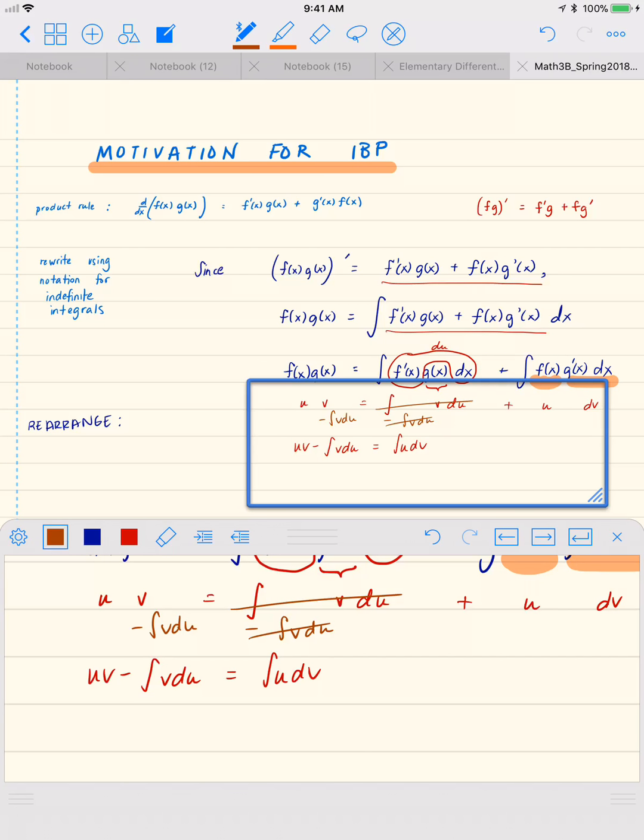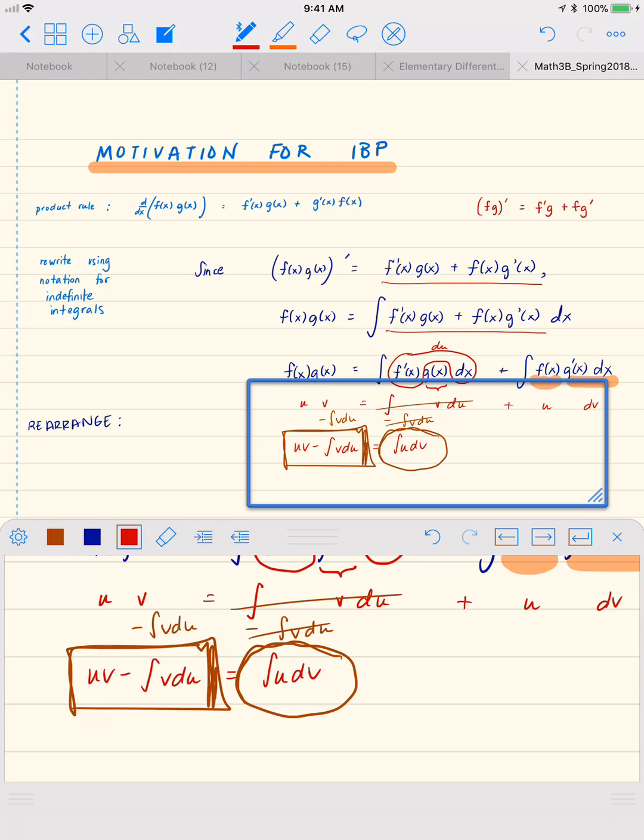So the main idea is if we have an integral that we're trying to evaluate, and the integrand is actually u times dv, then it might be beneficial for us to rewrite our integral like the left-hand side. Okay. Now this only makes sense if we actually can evaluate this integral of v du. Okay. All right. Thank you.